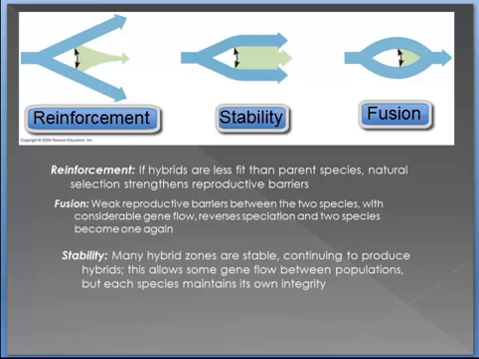Fusion occurs when weak reproductive barriers between the 2 species exist, in addition to considerable gene flow. And finally, it reverses speciation and 2 species become one again. Stability is when many hybrid zones are stable, continuing to reproduce hybrids, and this allows some gene flow between the populations, but each species maintains its own integrity.